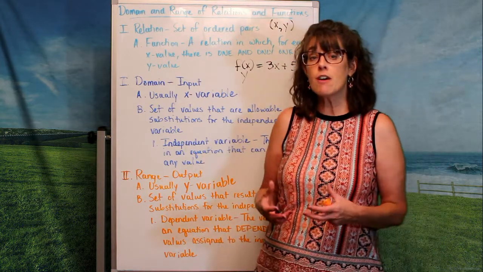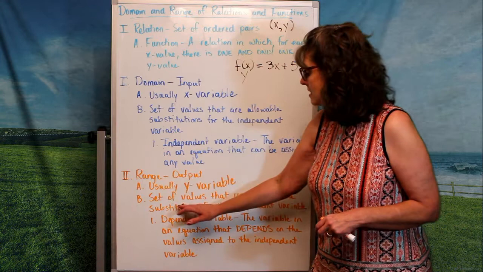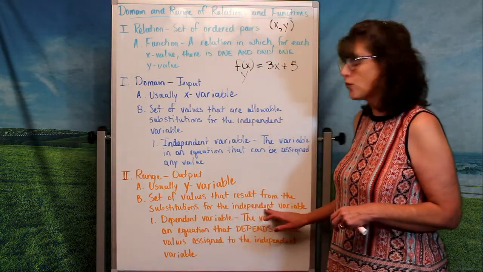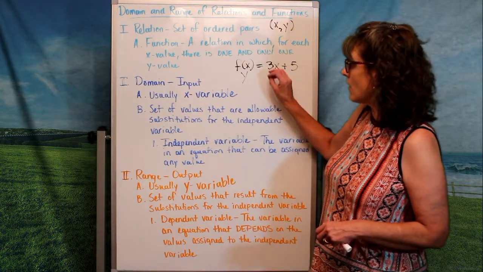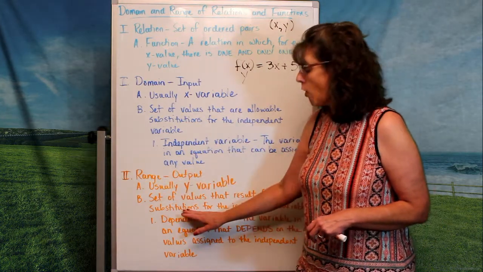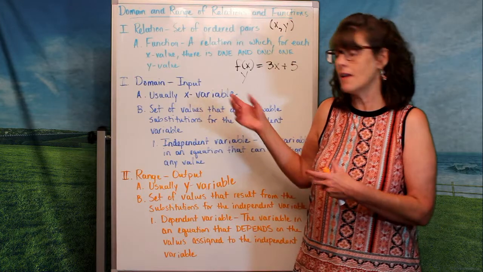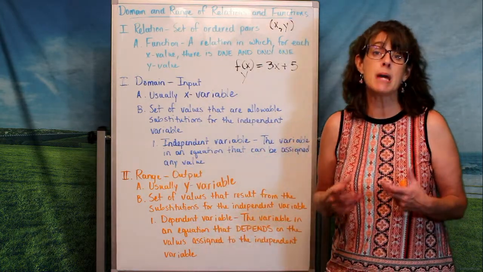So the good, very good mathematical definition of a range is it is the set of values that result from those substitutions for the independent variable. So your domain is the set of values that are plugged in, that are substituted in. Your range is all the values that come out as a result of whatever you plugged in. So therefore, your range is basically going to be your dependent variable.